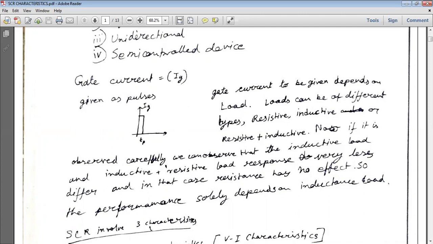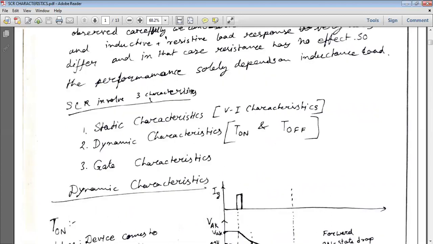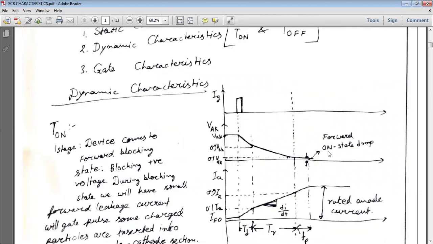SCR involves three characteristics. One is static characteristics, dynamic characteristics, and gate characteristics. Now, first of all, dynamic characteristics, that is T on and T off, we will discuss. This is the gate pulse given, one pulse is given in this picture. Gate current is denoted by this.